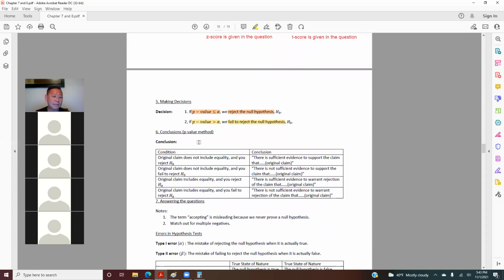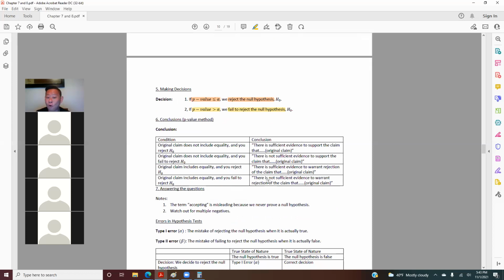Okay. So there are 4 conclusions you can make. 1, 2, 3, 4. Okay, and these 4 conclusions depend on 2 things. Either your claim does not have equality, or it has equality. It includes. So look at your original claim. The original claim is the claim that is given originally. Does it have an equal sign on it, or the word equal? Or does it not include equal? Not including equal means less than, greater than, and so on.